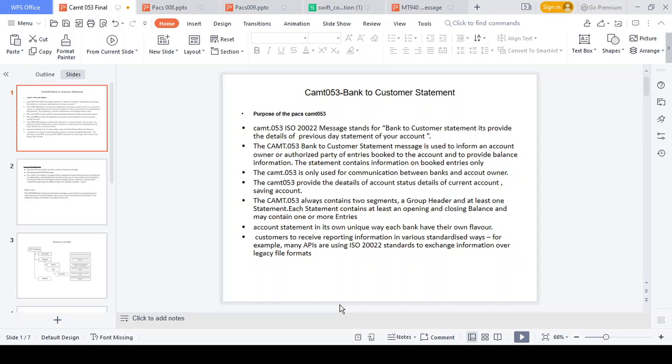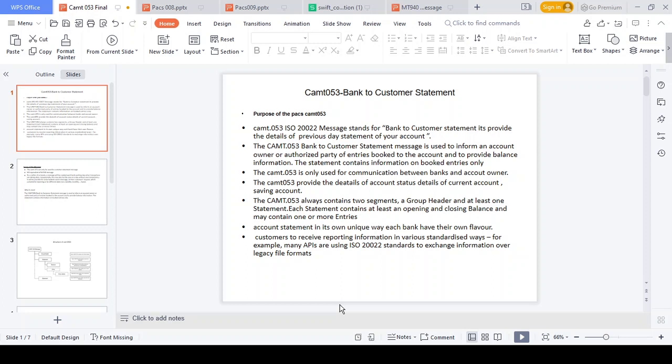Now we will talk about the Camt053 purpose of the message. For what purpose should the Camt053 be generated? Because the account owner needs to understand what kind of transactions were done day by day in their account. So that is the reason we generate the Camt053.